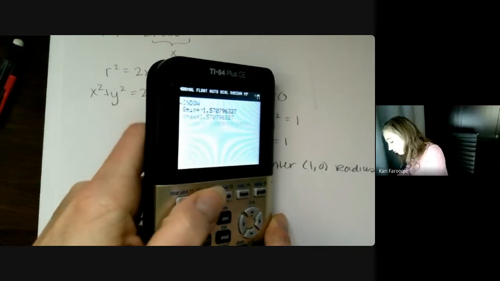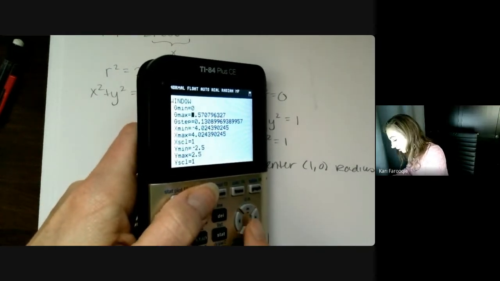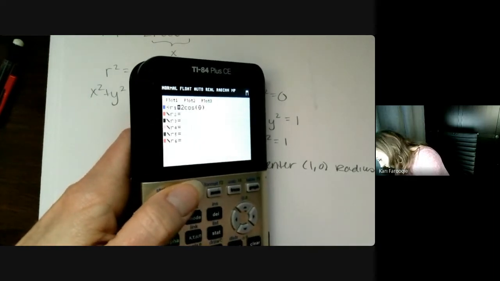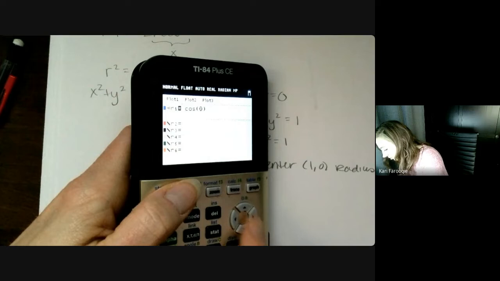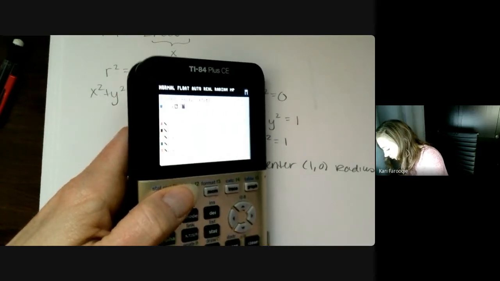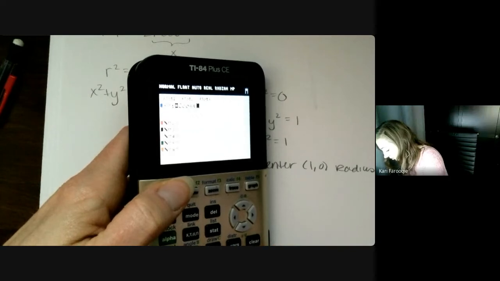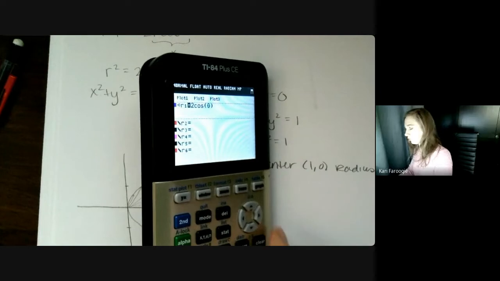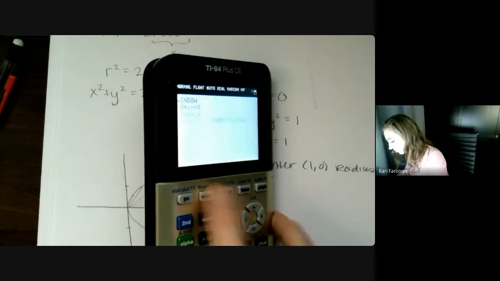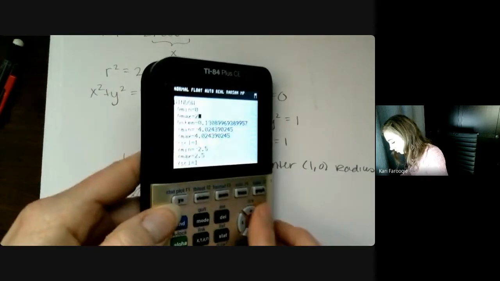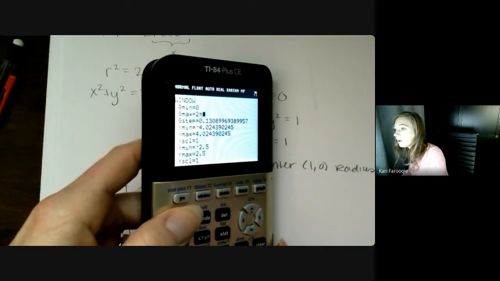Watch what happens if we went from 0 to 2 pi. What do you think is going to happen? Whoops. You guys, I hit the wrong button. Okay, what was our graph? 2 cosine theta. I got a little carried away here. Okay, so 2 cosine theta. I'm just going to take my window from 0 to 2 pi. Oh, that's what happened. I was in the middle of that.